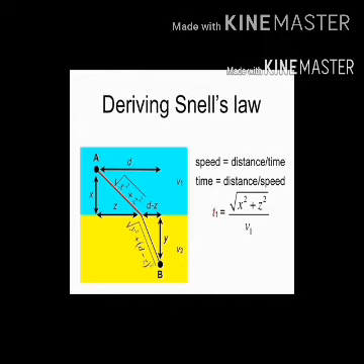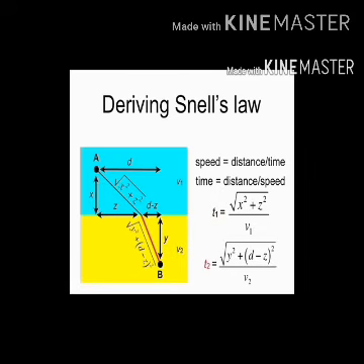Now we can find the time it takes for light to travel through the blue region by taking the distance that light travels in the blue region divided by the speed at which light travels in the blue region, using time equals distance over speed. So t1, the time it takes for light to travel through the blue region, is the square root of x squared plus z squared, the distance, divided by v1, the speed of light in the blue region.